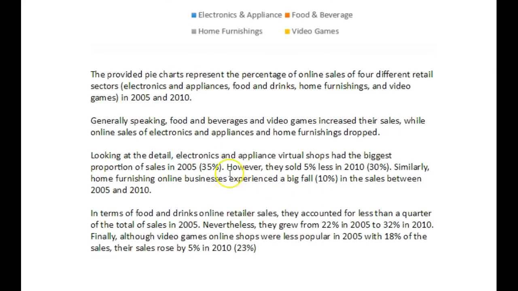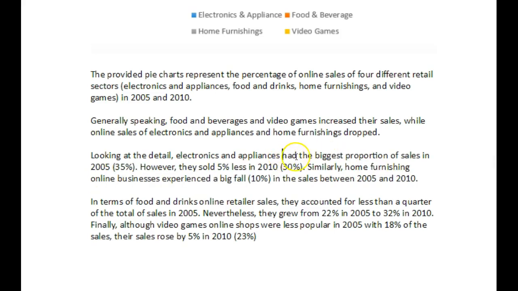Looking at the detail, electronics and appliances, we can just refer to them as sectors like this, and we don't say biggest, remember, we say largest. Looking at the detail, electronics and appliances had the largest proportion of sales in 2005, 35%. However, they sold 5% less in 2010, 30%.